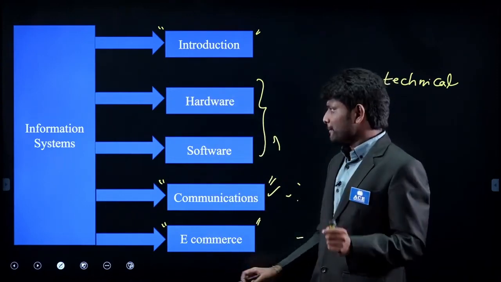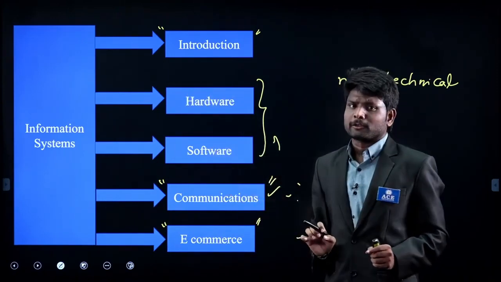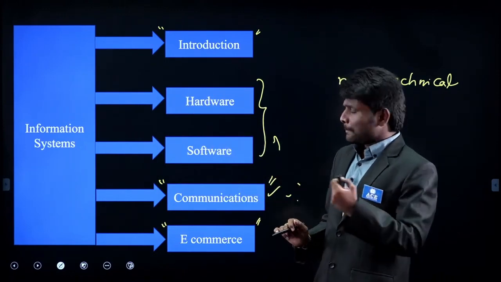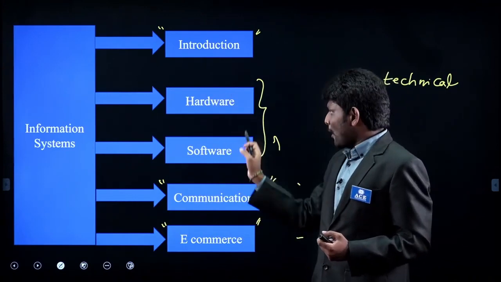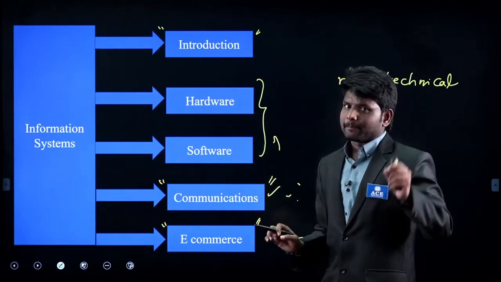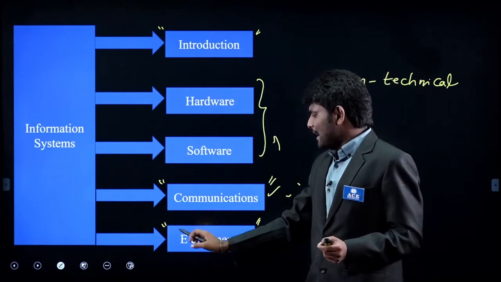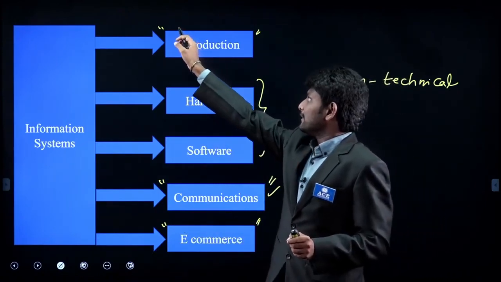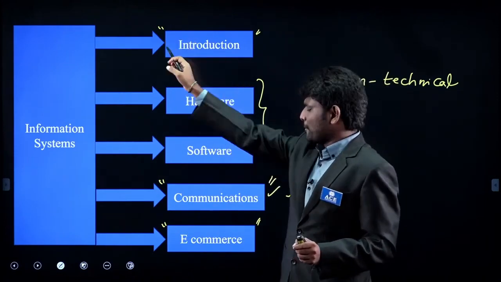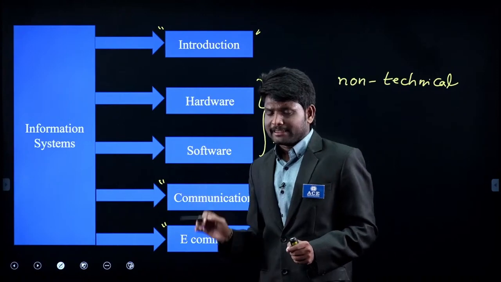If we find enough time, then I will start teaching hardware, software and communications also. I am repeating this point again: here my strategy is very clear. We have 5 topics, and 3 of them can be covered in other subjects. What is the unique content that appears in this subject? One is introduction, another is e-commerce. So the content related to the introduction of information systems and e-commerce, these 2 topics will be discussed in this session.